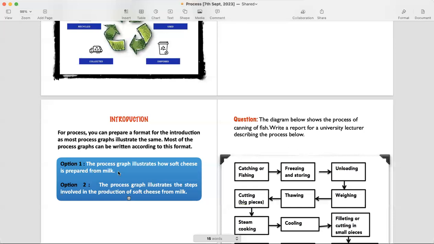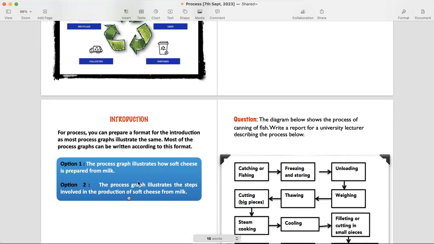I'll read them again, how to write them. First of all, mention the graph name, the process graph. Then you write the word shows. Instead of shows, we are writing the word illustrates, which is a better word. In the first one, we are going to play with the word how. How what is done? How soft cheese is prepared from milk. That was how we are showing. कैसे soft cheese बनाया जाता है milk से.